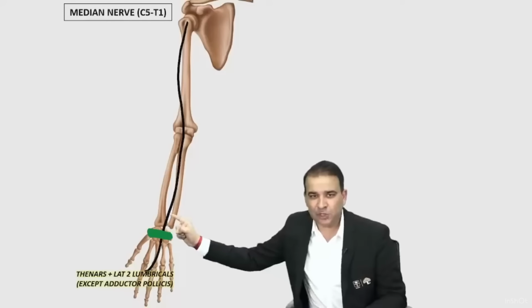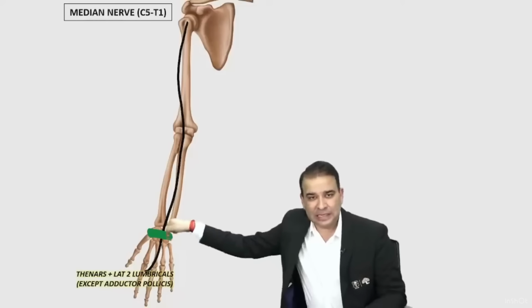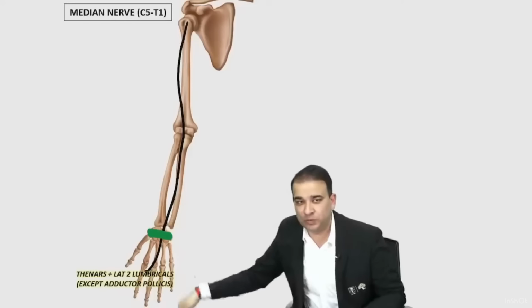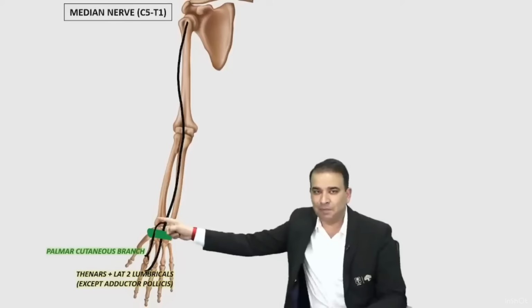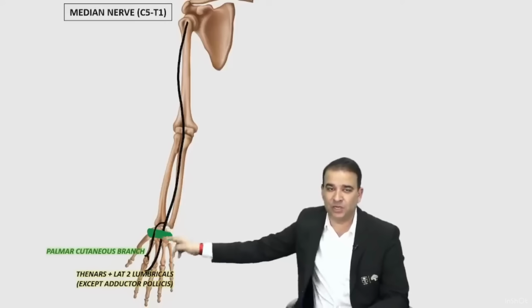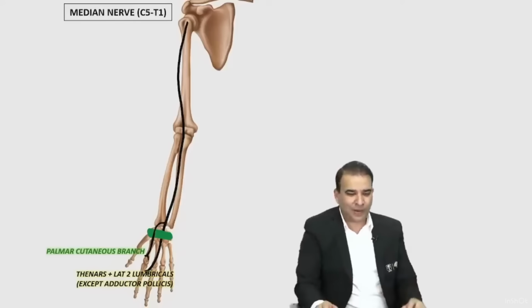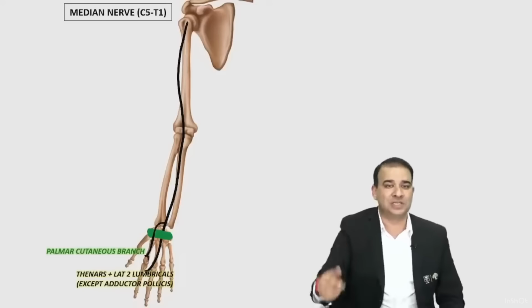So there is one branch of median nerve which is not passing deep to the flexor retinaculum. In fact, it is passing superficial to the retinaculum, and that is called the palmar cutaneous branch. That is the palmar cutaneous branch, guys, that is passing superficial to the retinaculum. That's the only branch of median nerve that goes over the retinaculum.